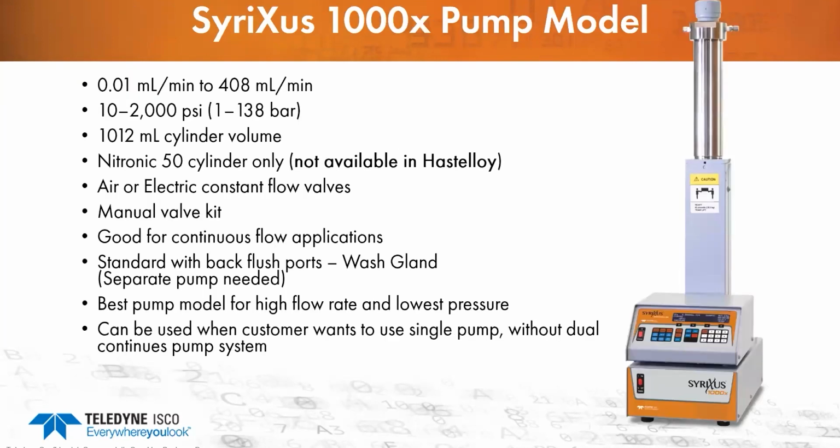Syrixis 1000X pump. This is the largest capacity cylinder pump, slightly more than 1 liter, with the highest flow rate, and the only model with the unique feature of a wash gland, which washes the sides of the cylinder while the pump is operating. This model is available only in Nitronic 50 cylinder and not in Hastelloy.